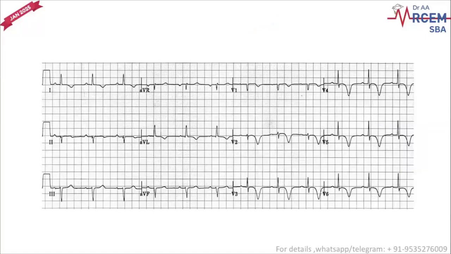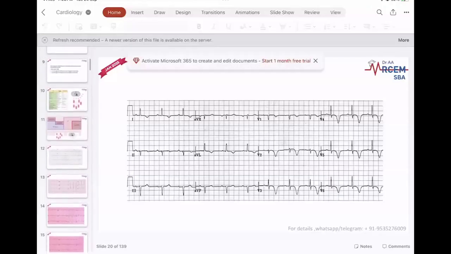There's one more variant of Wellens syndrome where you will see deep inverted symmetrical T waves in V2 and V3. This is also Wellens syndrome. This is equivalent to ST segment myocardial infarction, so you need to treat this as an ST segment myocardial infarction.